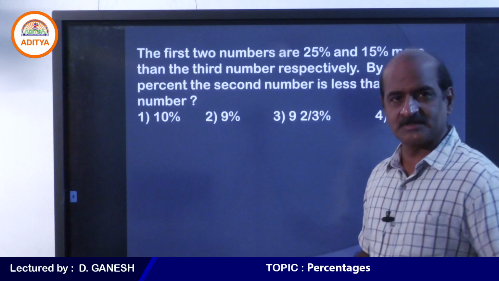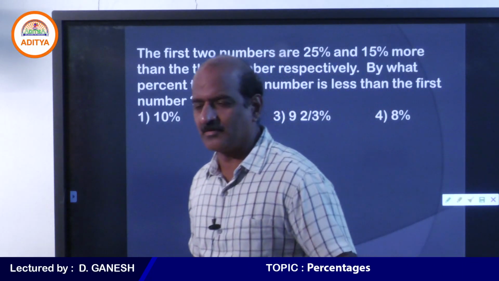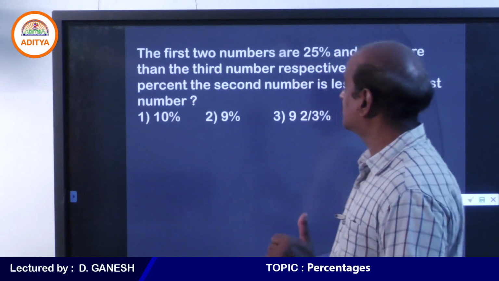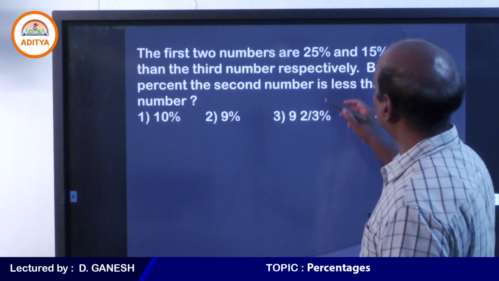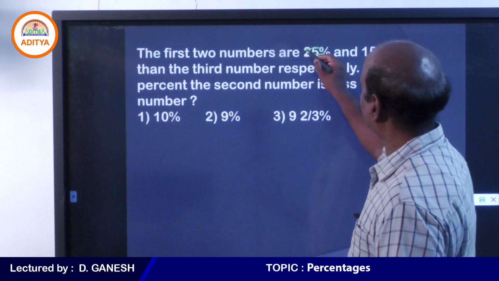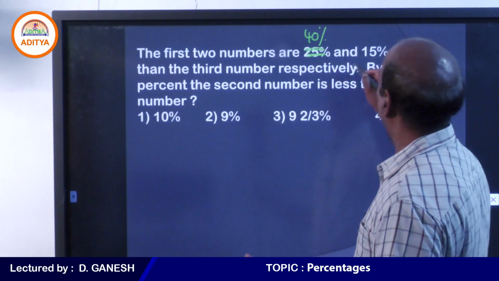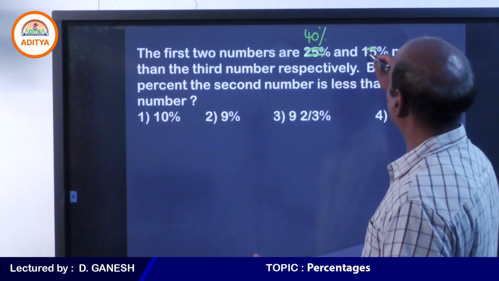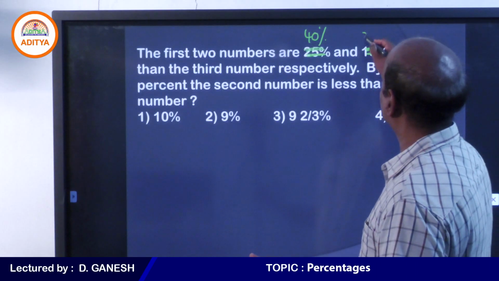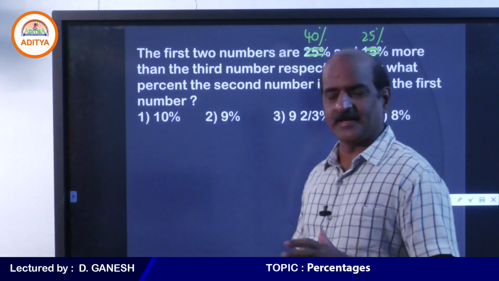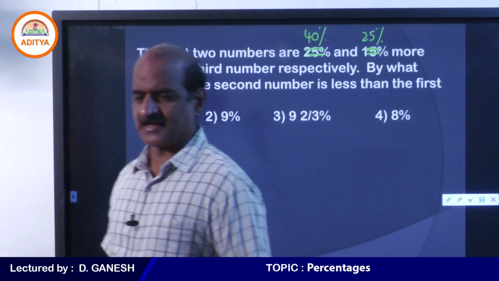Let me make some changes in the question, and I just want to see how you answer this question. Okay. Now, just look at the question, my dear students. I think you will be able to answer this one. Ready? So, in place of 25%, student, you please take 40%, and in place of 15%, you please consider 25% and answer the same question again.